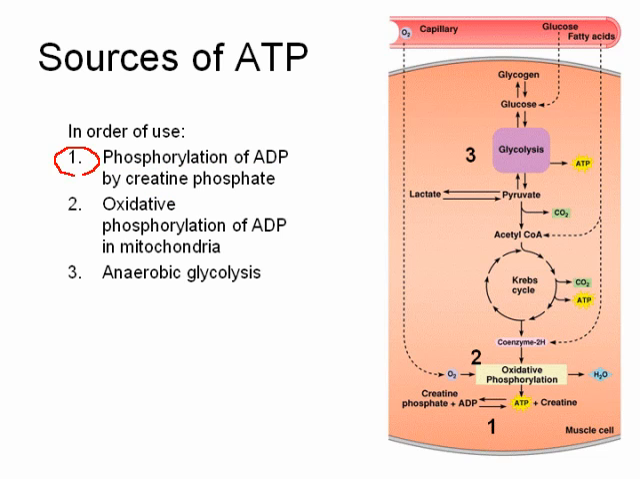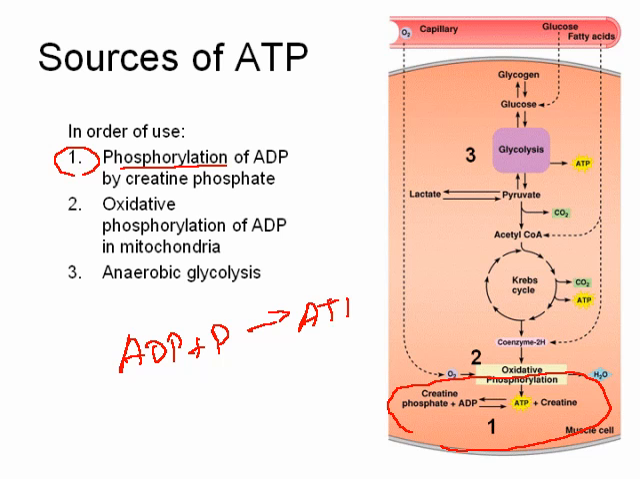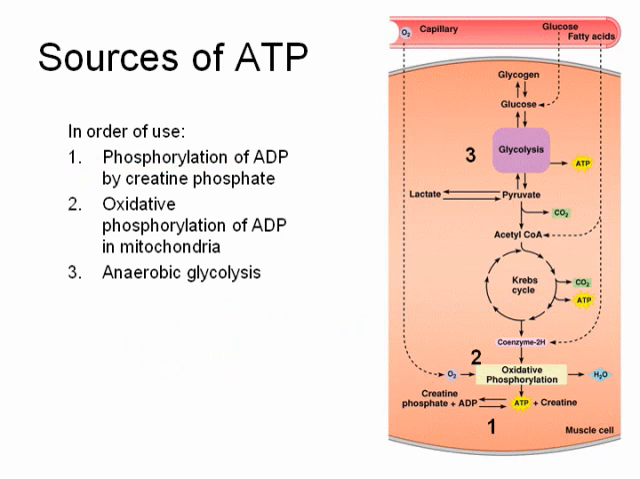So phosphorylation of ADP. We have creatine phosphate, which gets phosphorylated. Again, phosphorylation means we're taking ADP and adding a phosphate to it, which is going to give us ATP. So this process here is what we refer to as phosphorylation, and creatine phosphate is used as that source.